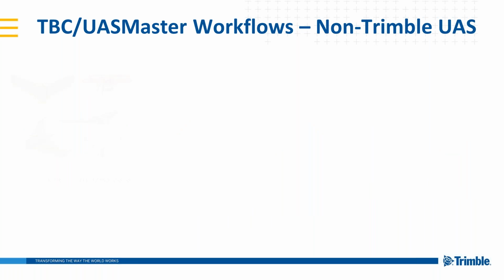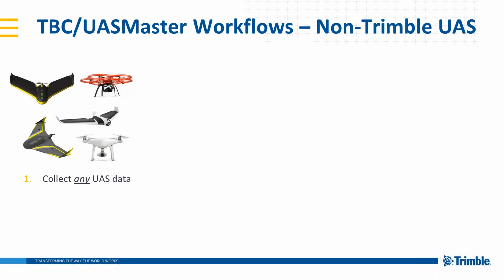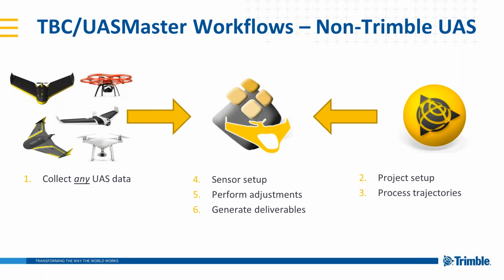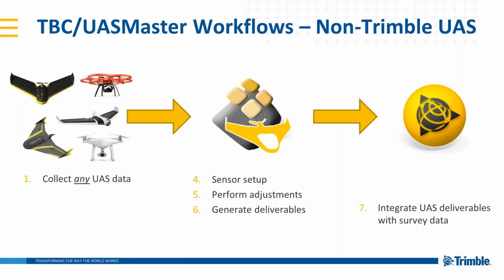Now looking at non-Trimble UAS units, the workflow is similar but with an added element. You can still go out in the field and collect your UAS data, but now with any UAS system, whether that's an eBee or a DJI or anything that you as a user are comfortable with. In TBC, you set up your project and your coordinate system, import your GCP points or process any trajectory data you have, and then combine the UAS data and the TBC data into UASMaster, where you set up your specific sensor from that non-Trimble UAS unit, which is generally your camera sensor. You then go through the steps of performing the adjustments and generating the required deliverables like you would in the previous workflow, and then finally integrate that back into TBC.